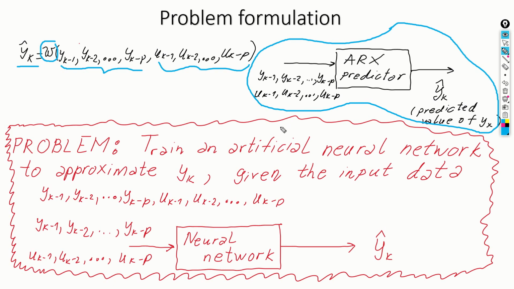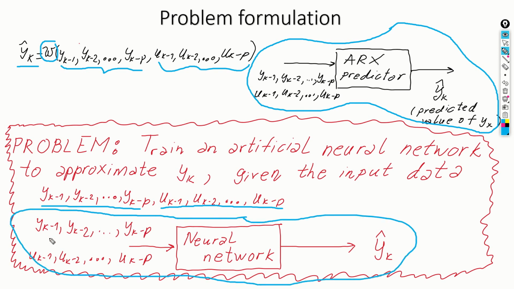Now, we finally can define our problem. So the problem is to train an artificial neural network to approximate y_k, given the input data, the past input data, the past output data, and the past input data. Here is a block diagram. So, if we have the past output data and the past input data, we can feed them to a neural network, and the neural network should be able to predict the output of the system at the time instant k.